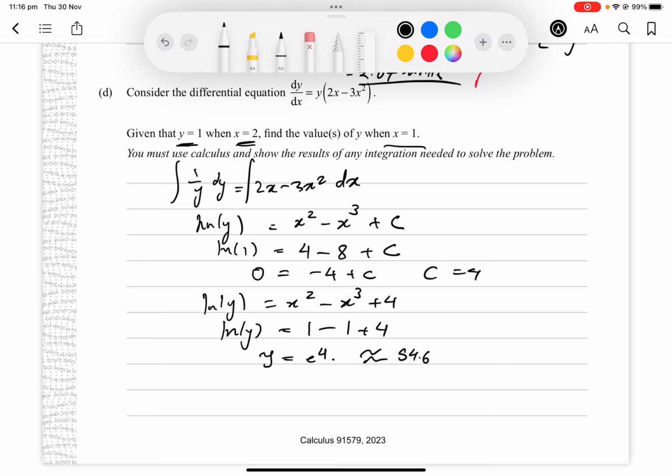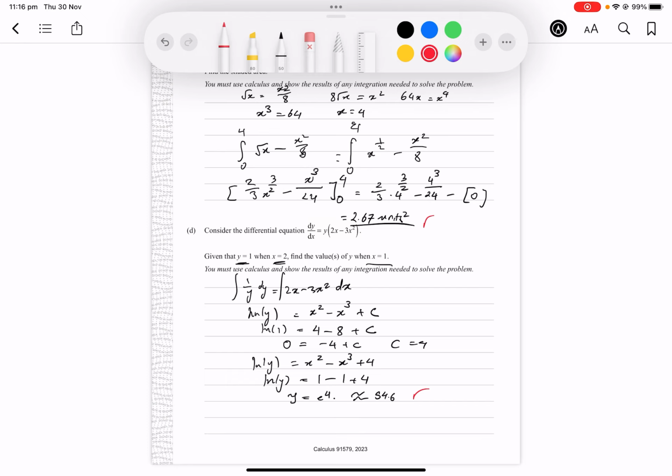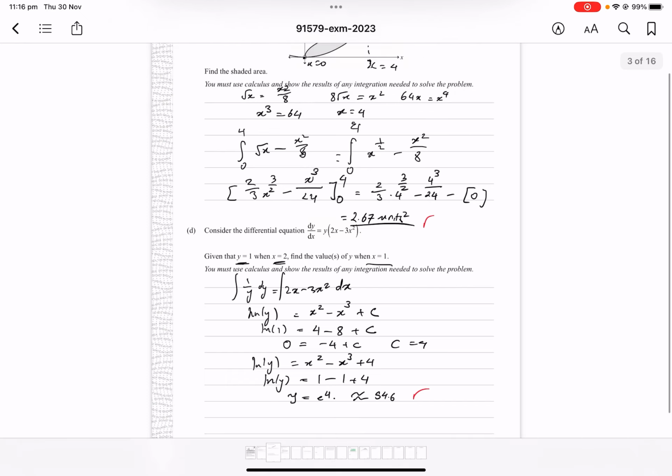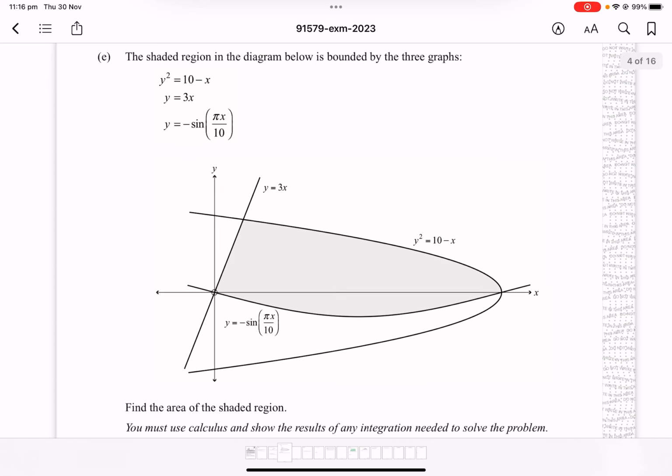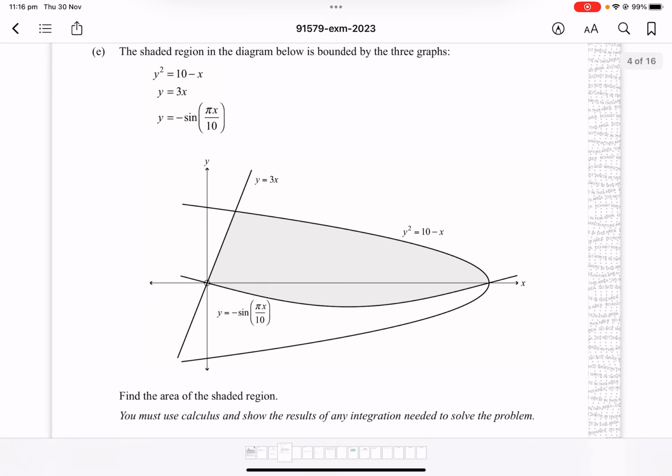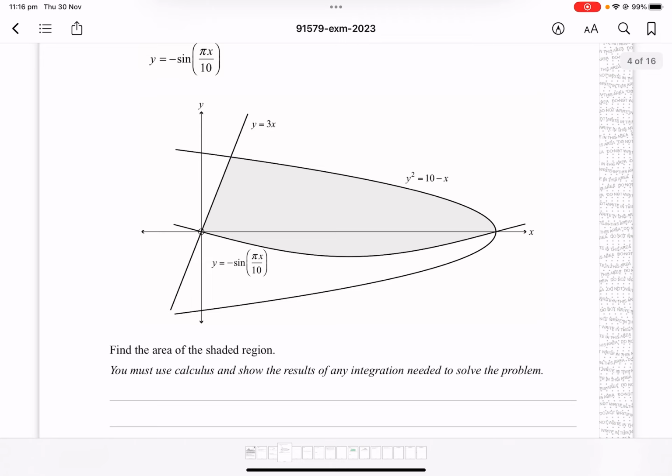So it's about e to the power of 4, and this should be another merit level question for the correct answer there. Cool. So we can move on to question E. So the shaded region in the diagram below is bounded by 3 graphs, which is given below. We want to find the area of the shaded region.